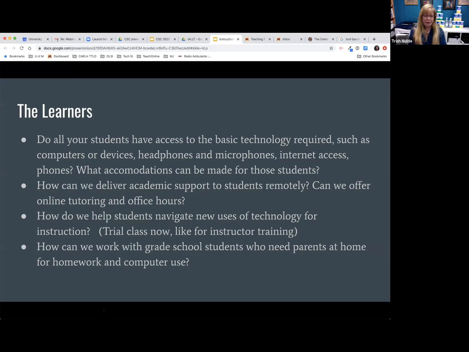So having that online academic support available to them, I feel like lets them know that not only are they now being thrust into this new remote learning situation, but we are still going to be there to support them in the traditional ways that we support them through tutoring.